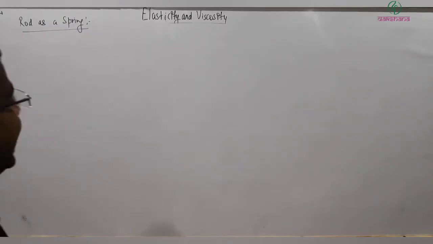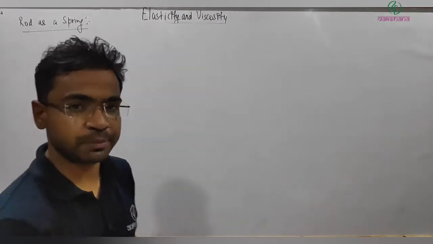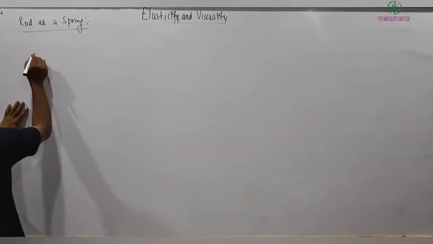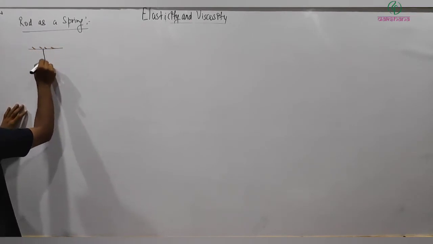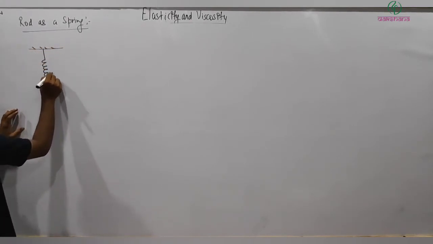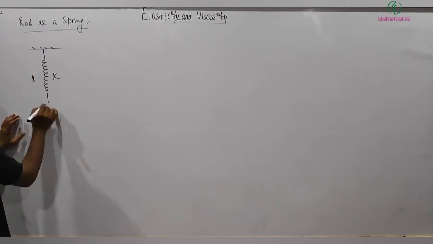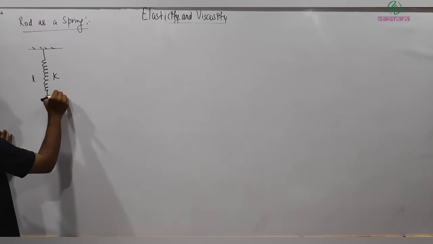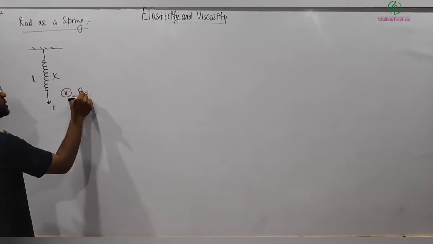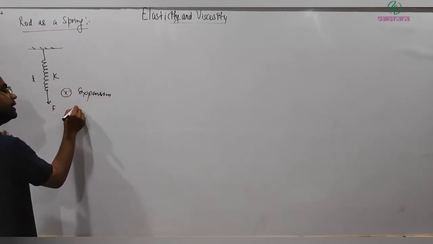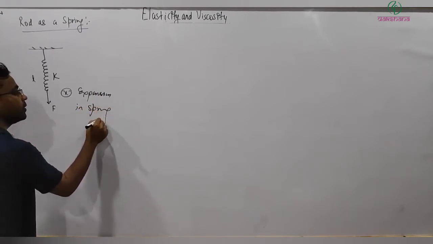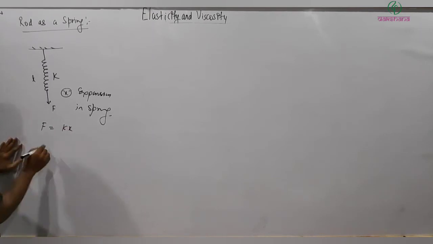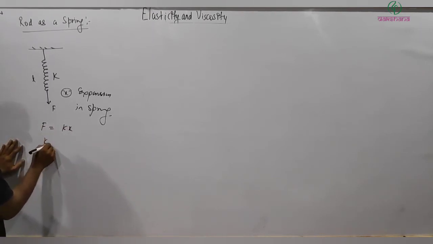Okay, rod as a spring. So it's about behavior in case of elasticity. We know the behavior of a spring. So let's say this is one spring, constant K, its length, let's say L0. What happens when some force F is applied? There is some expansion in this spring. Let's say X is the expansion in the spring, right? And what we write is F is equal to K into X, right? And K is the spring constant.